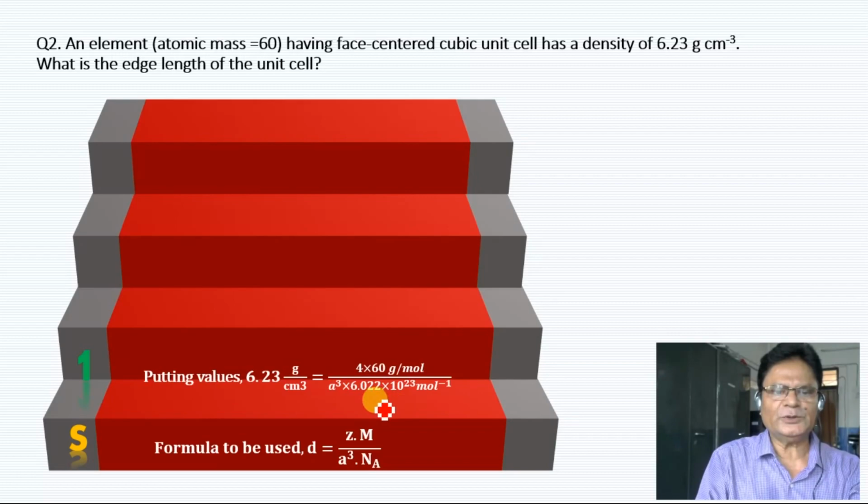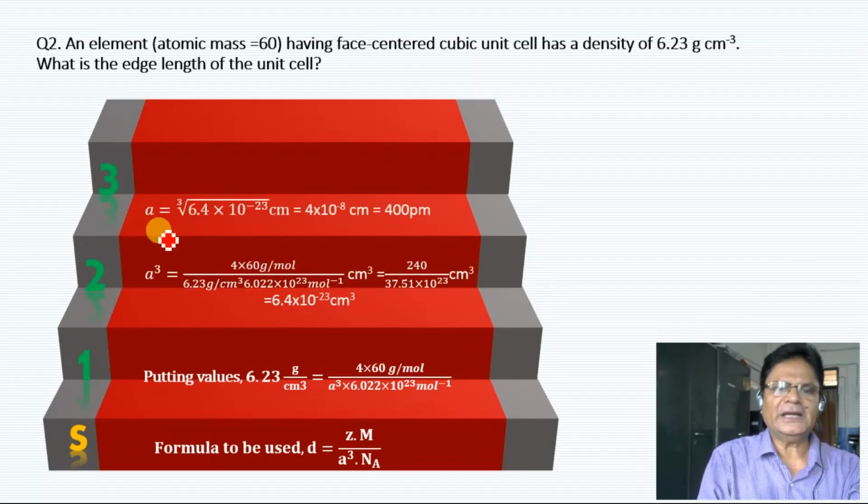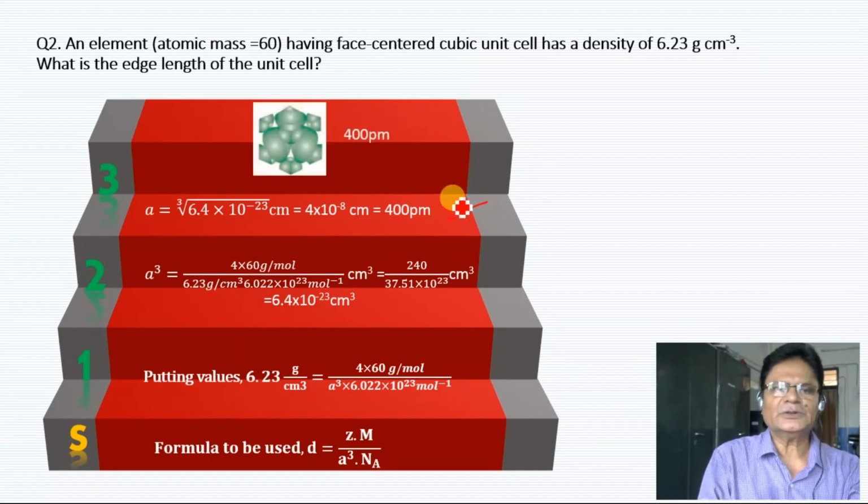So we put the values and calculate for a cube. We get a cube as equal to 240 divided by 37.51 into 10 to the power of 23 centimeter cube. So the cube root of this value is a, and a is 400 picometer. So the answer is 400 picometer. This is the edge length, 400 picometer.